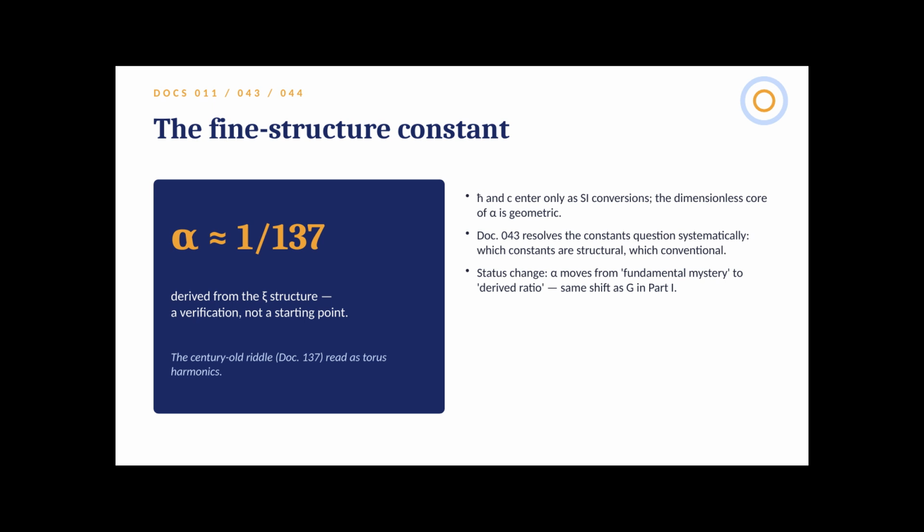Slide 26. Alpha, about 1/137, has puzzled physicists for a century. Here, it's derived from the structure of Greek x as a verification, not a starting point. Heard, if you like, as torus harmonics. Note that H bar and C only show up as SI conversions. The dimensionless core of alpha is geometric, not a constant of nature, but a ratio statement. So alpha changes status from fundamental mystery to derived ratio, exactly the same demotion G got back in part 1. Feynman once said he'd love to know where 137 comes from. FFGFT's answer: torus geometry plus Greek x.